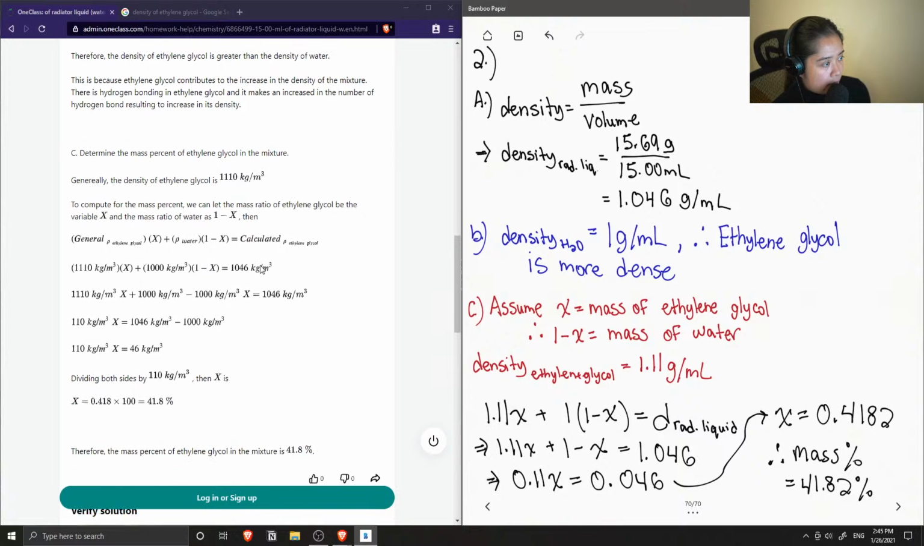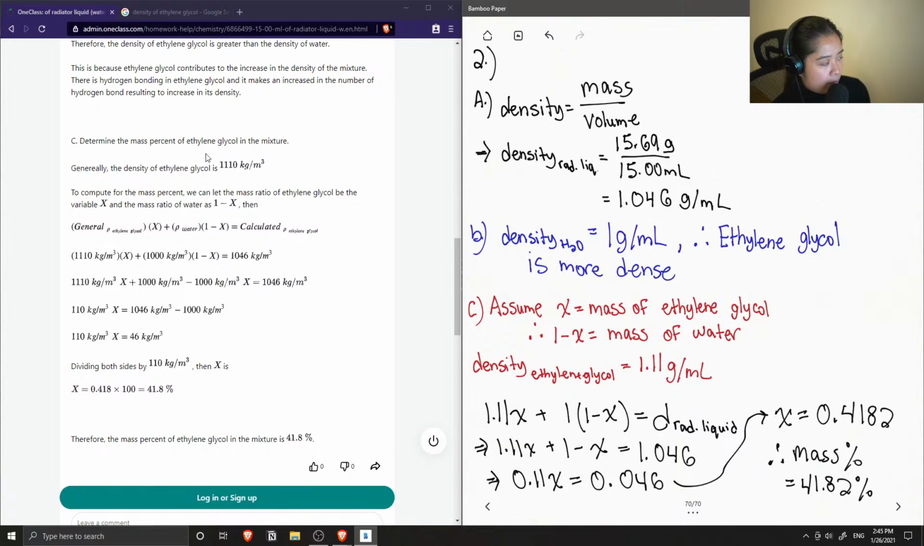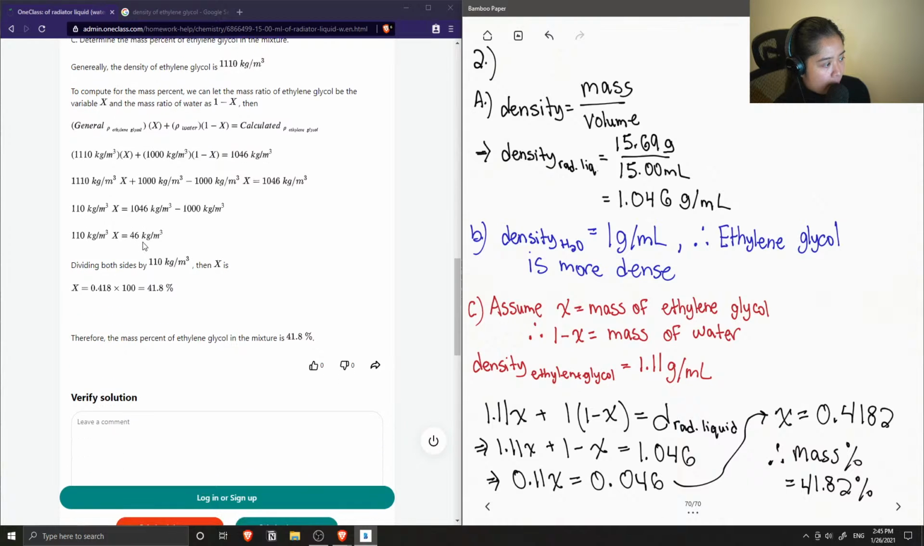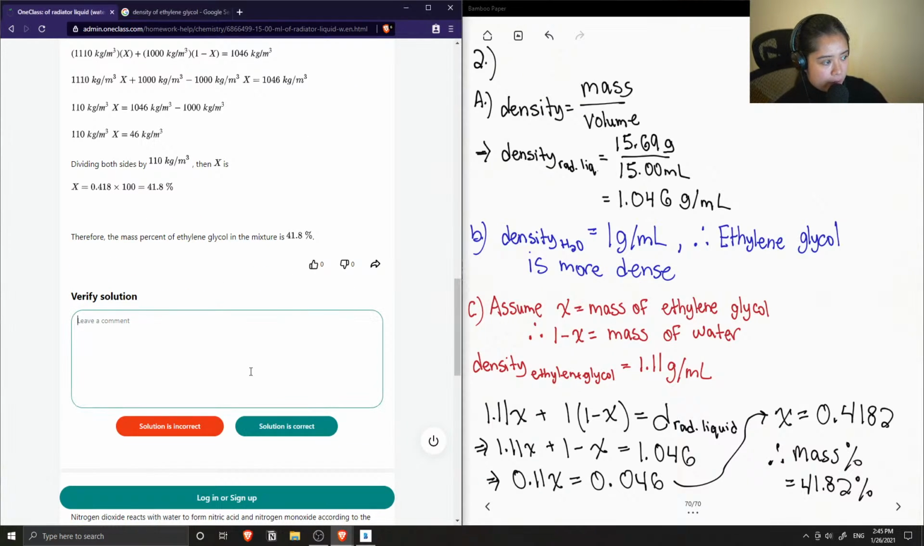Okay, so that's correct. And now to determine the mass percent of ethylene glycol in the mixture, again, they just use different units than we did. They did kilograms per meter cubed, but they have the same sort of setup to find the mass percent of ethylene glycol. Okay, and they ended up getting the same answer, which was around 41.8%. So this solution is correct.